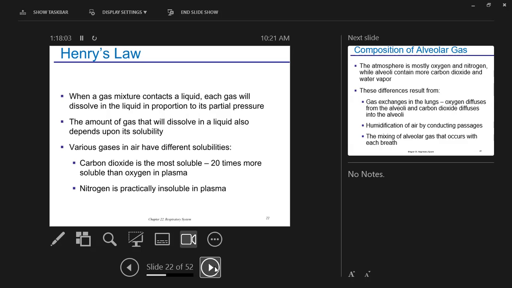Henry's law simply says that gases dissolve into water equivalent to their partial pressures. So particularly, the big one we pay attention to is carbon dioxide.